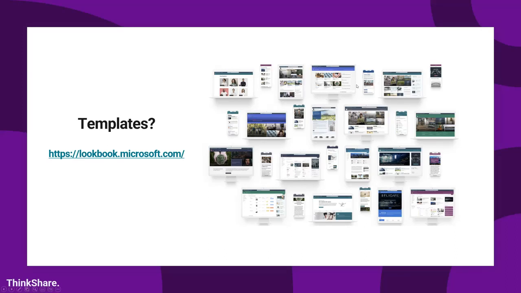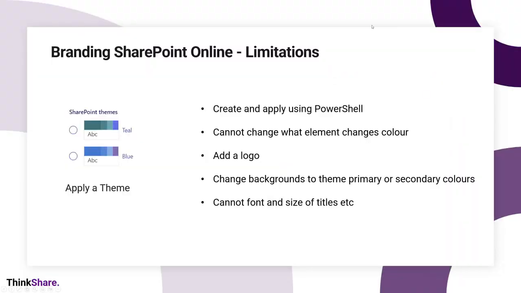Once you've done that, there are some branding options. So this is an important part of any intranet. And with SharePoint Online, there are limited branding options. So you have to create a theme, and you can only use a theme, and you can create and apply that using PowerShell. So you have to connect to your tenant. It needs to be an admin task, and you need to create the theme and apply it into your tenant. And once you've got that theme there, you can use it on any site that you've got.